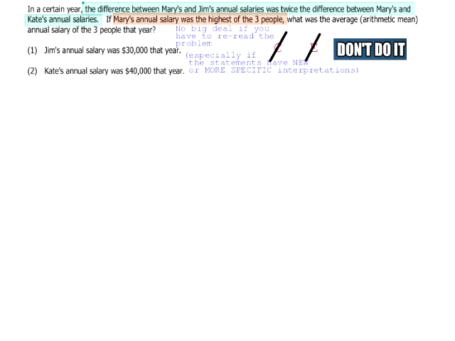So the difference between Mary's and Jim's, that's going to be 2 times the difference between Mary and Kate. And we know that these are subtractions where M is the top of the subtraction. It's M minus J equals 2 times M minus K.